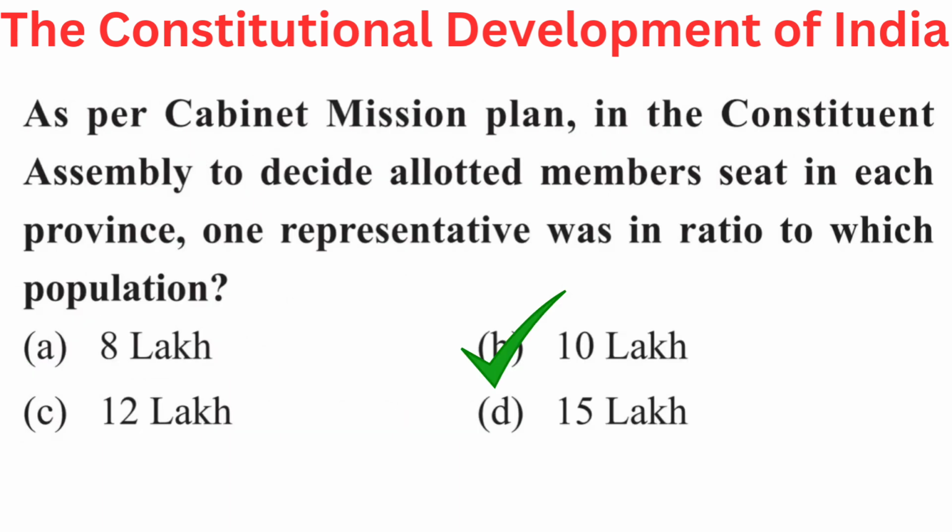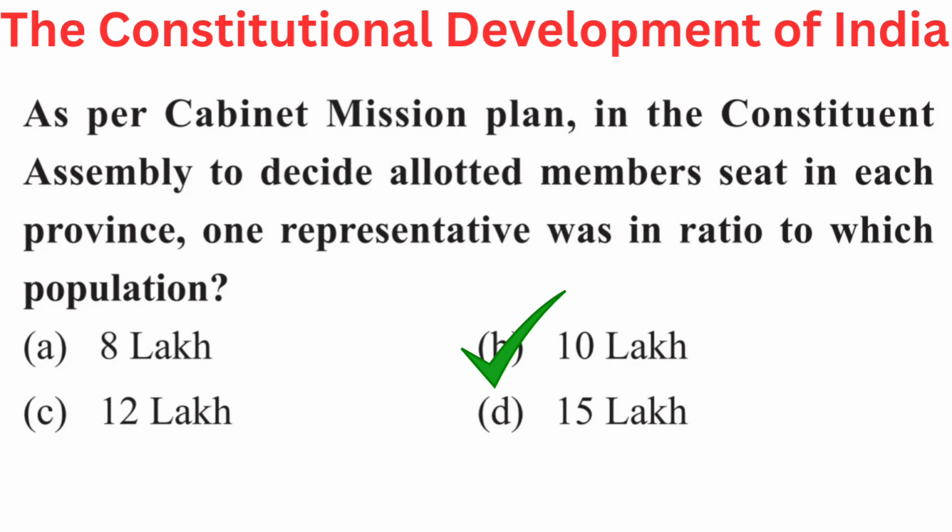Question is, as per Cabinet Mission Plan in the Constituent Assembly to decide allotted members' seat in each province, one representative was in ratio to which population? Your options are A. 8 lakhs, B. 10 lakhs, C. 12 lakhs, or D. 15 lakhs. Right answer is B.